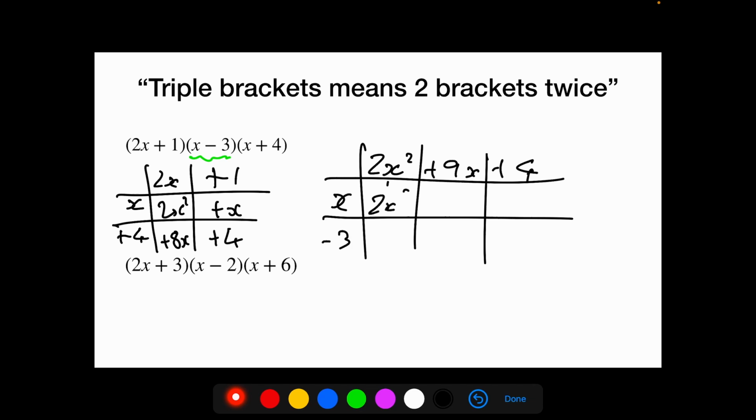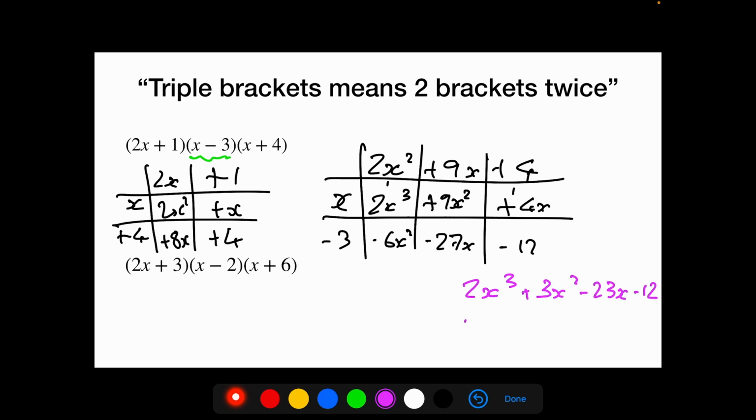So 2x cubed. Let's do the top row this time. Plus 9x squared plus 4x. Let's do this part here. 2 and a minus 3, that's minus 6x squared. That's minus 27x. That's minus 12. Do you see how putting the signs at the front there helps make sure they're correct? And the final answer, we're going to do 2x cubed, 3x squared, minus 23x, minus 12. And look at that. We've got 3 out of 3.